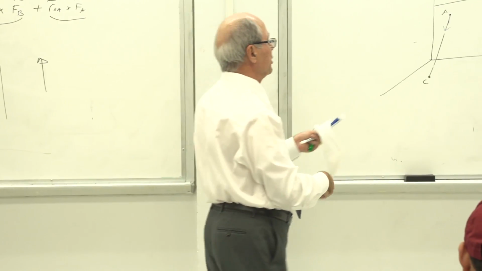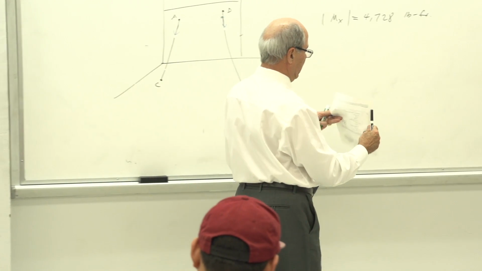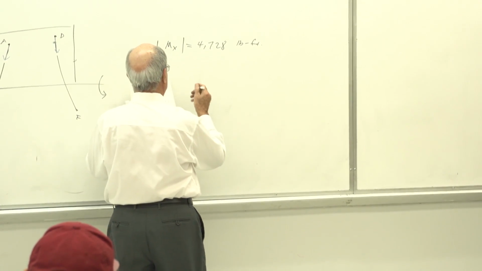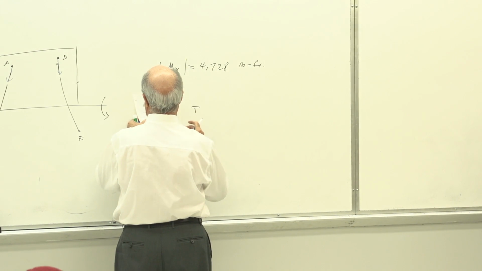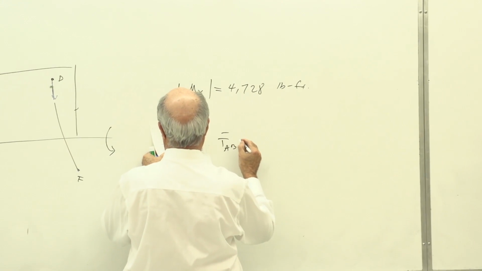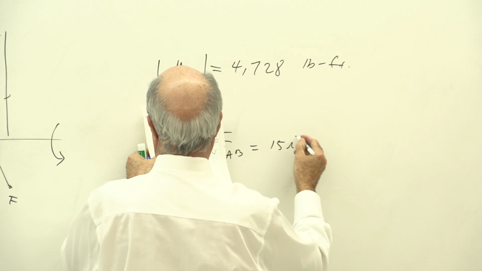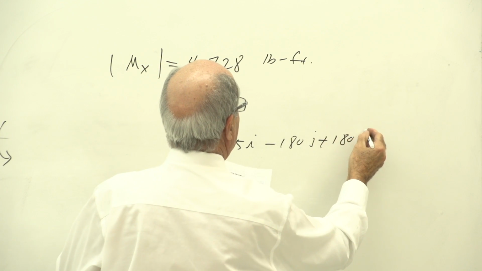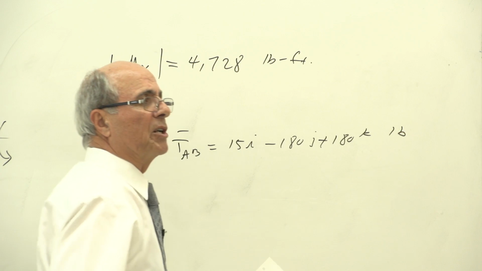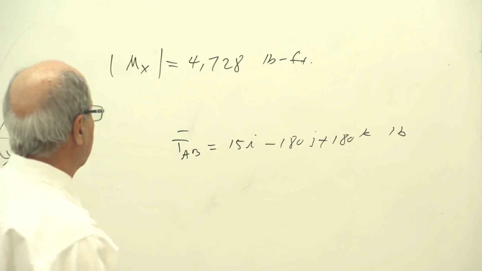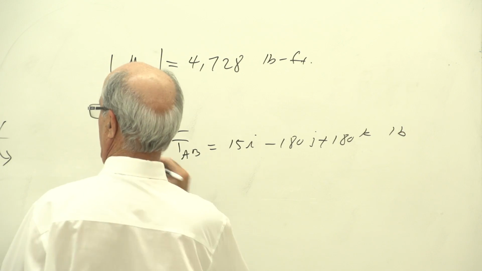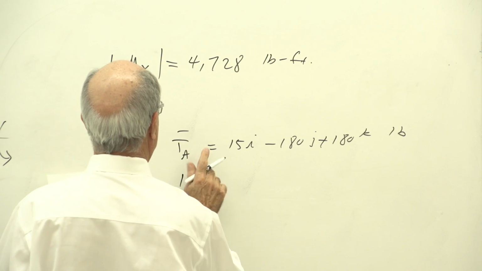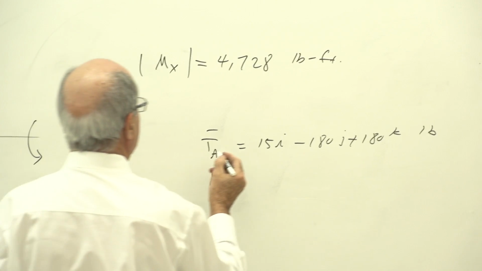You see what happened here? You have to write AB. T_AB, let's write it down. This is what you should have ended up with. T_AB ended up to be, because it was given, 15i minus 180j plus 180k pounds. Is that correct or not? Because the magnitude of that was not given. T_AC, I'm sorry. B was here, C is there, that's the same thing.